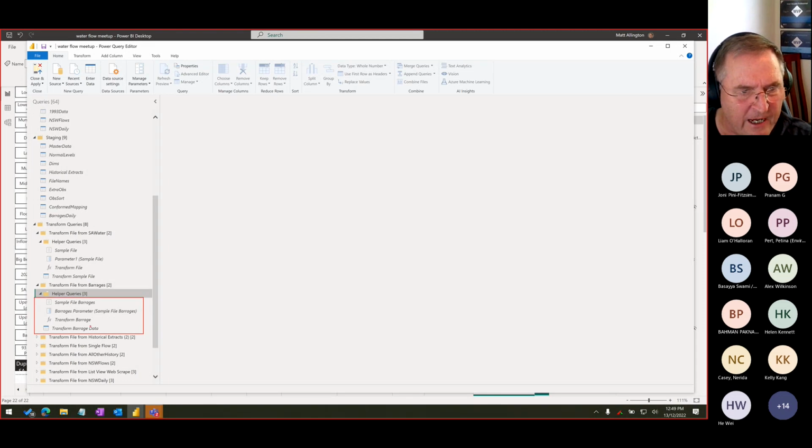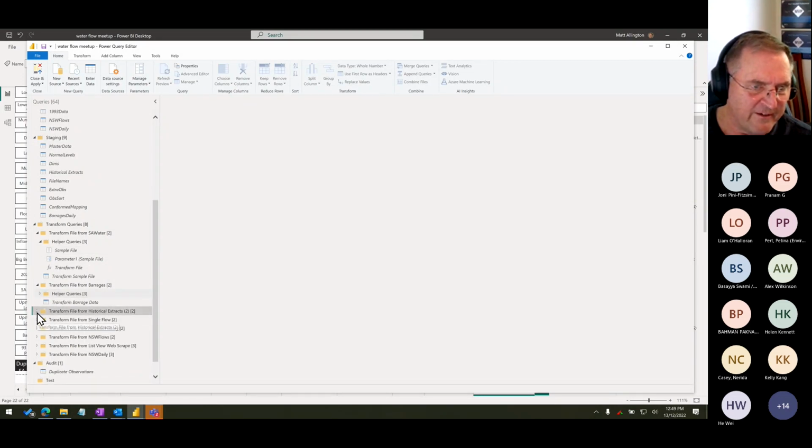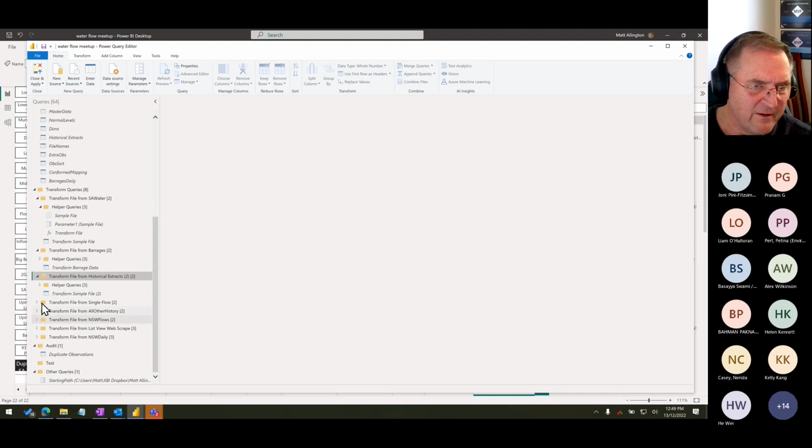Before moving on, come in and rename them so that each of these query steps has the name of the transformation. In this case, this is the barrage data that I'm transforming. If you don't do this, what ends up happening is that these names are very generic and it becomes very hard to debug your queries because they all have the same generic name. But by renaming them as you go, it makes it a little bit easier.